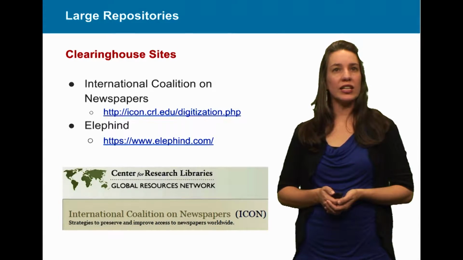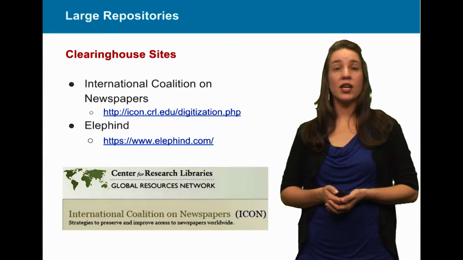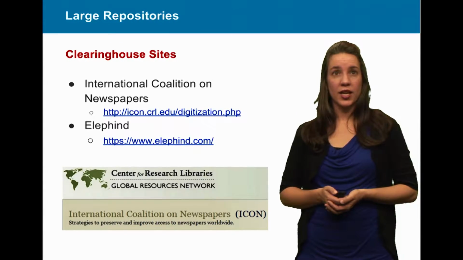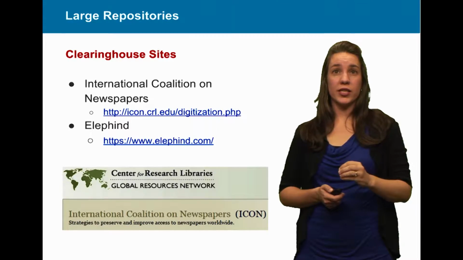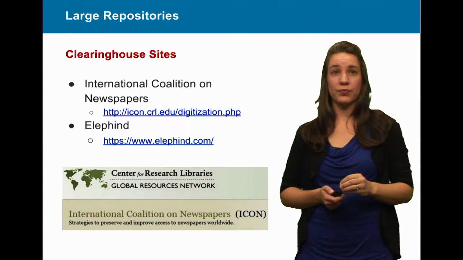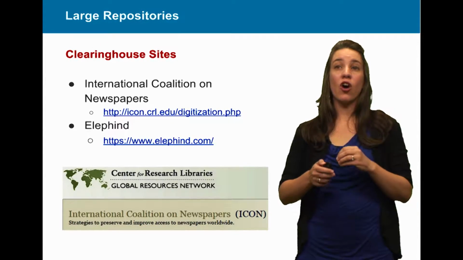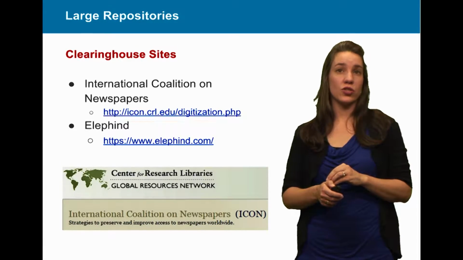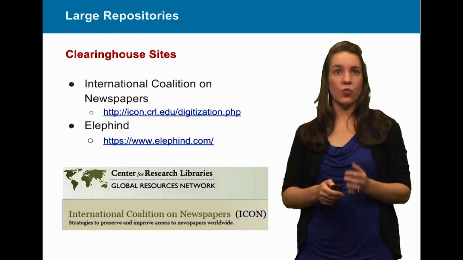And then there's a couple of clearinghouse sites that are really helpful. These are mostly links to other organizations that have newspapers that have been digitized. So the International Coalition on Newspapers is a list of dozens of links where you can find digitized newspapers from around the world. Elefind is another one that has a consortium of newspaper digital collections that are all together in one place. So you can search for newspapers from the United States and Australia and New Zealand through this one search engine.